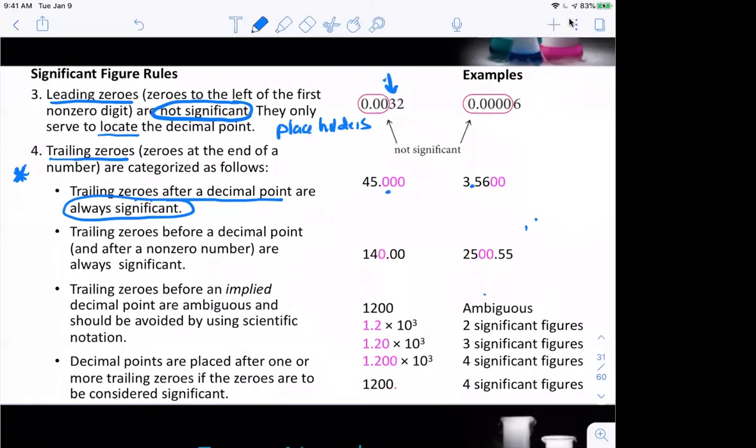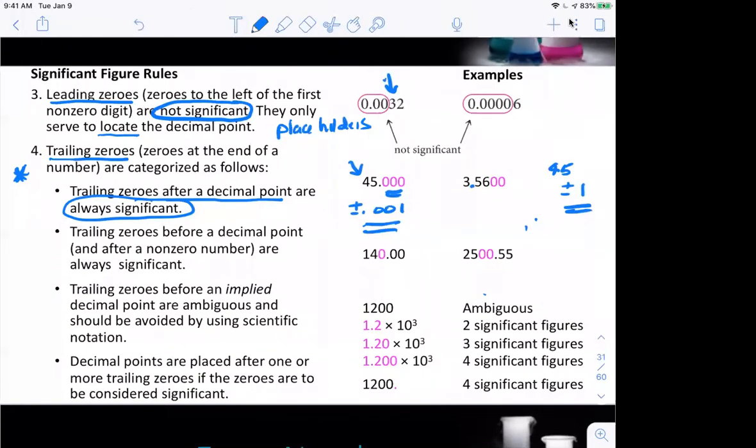This is telling me that my precision is plus or minus 0.001. If I just reported that as 45, my precision would be plus or minus 1. This is much more certain than this. So this number is much more precise than that.